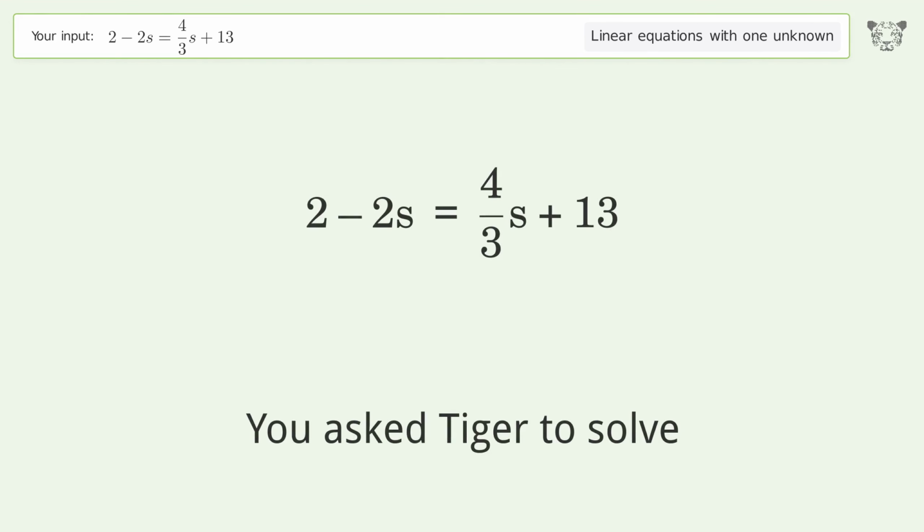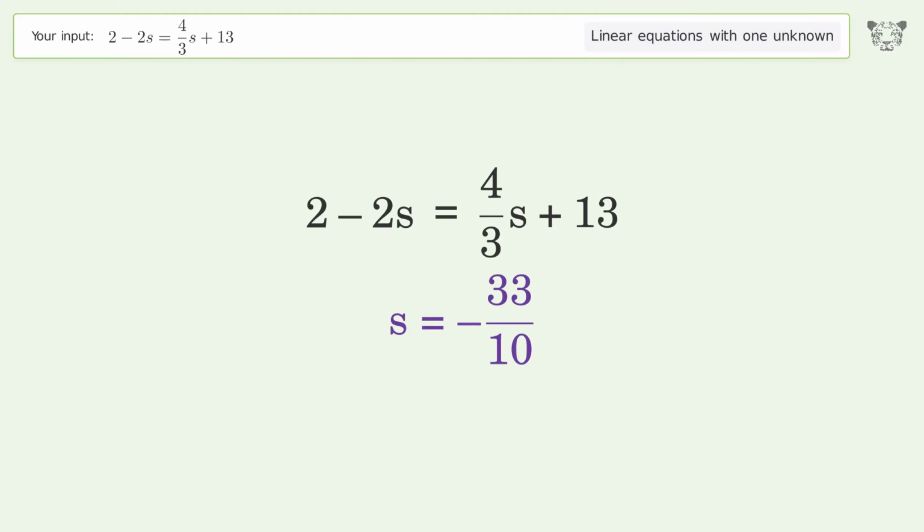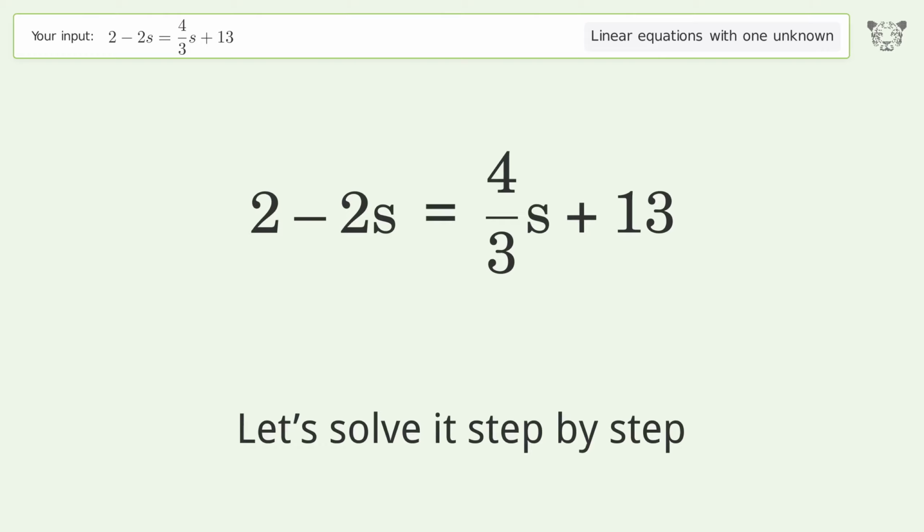You ask Tiger to solve. This deals with linear equations with one unknown. The final result is s equals -33/10. Let's solve it step by step.